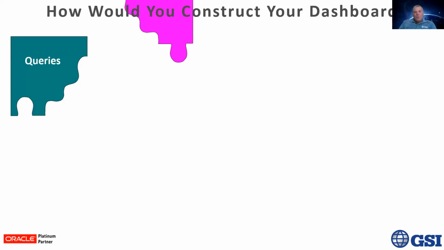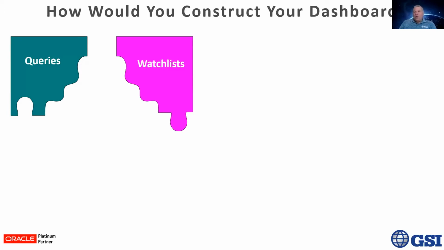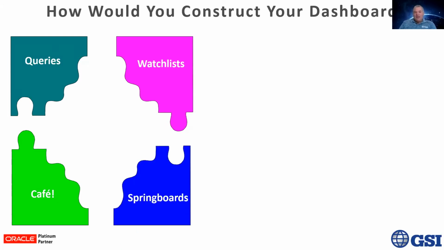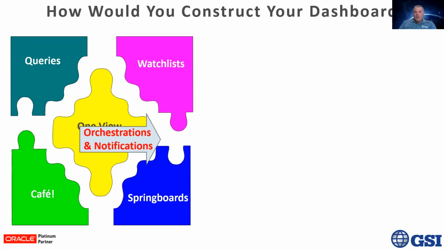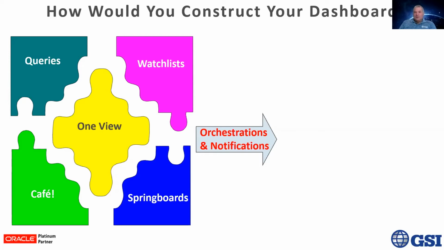Well, I might want a query, and I might have a watch list, and I might have a Cafe One page, and I might have some springboards, and then I might have OneView reports or some other type of reporting tool, and I want to marry all that together. I want to use Orchestrator so that I can integrate different things.